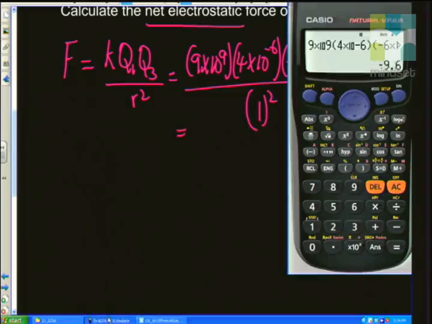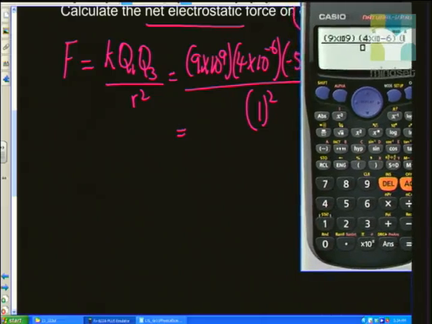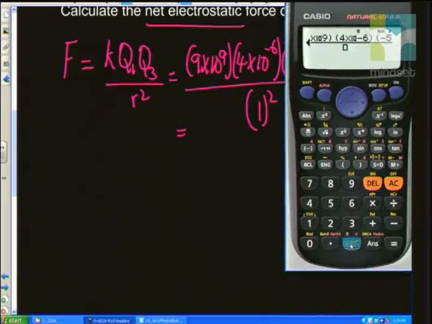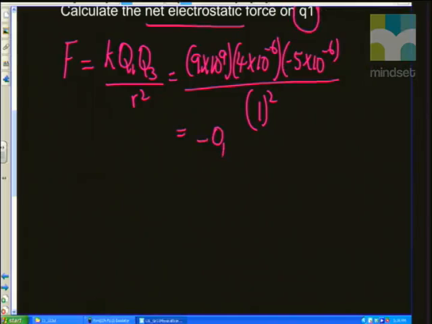And you work that out. Let's use our calculator quickly, all right? So this is 9 by 10 to the 9 times 4 by 10 to the minus 6 times what is this one here? Minus 5. So minus 5 by 10 to the minus 6. Okay? We're dividing by 1. Anyway, it's just formalities. We know that 1 would remain, won't change anything there. So what do we have there? We have got minus 0.18. Okay? So this is minus 0.18 newtons, which is 0.18 newtons attractive.